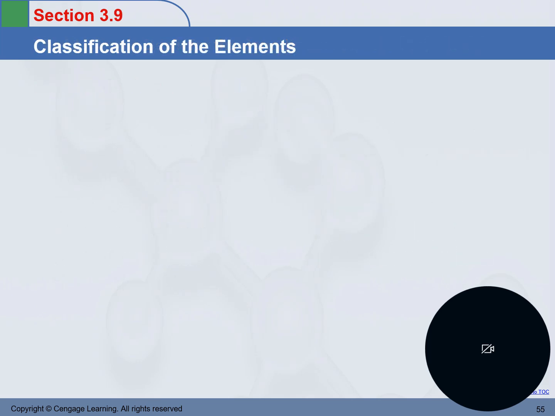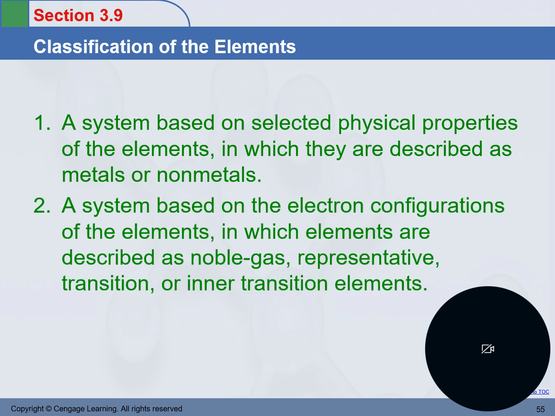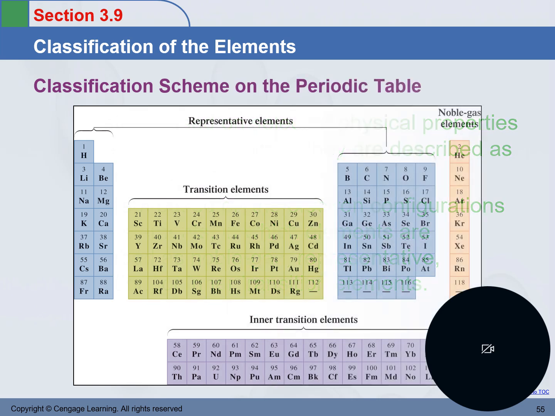Elements can be classified in several ways. The two most common classification schemes are listed here. The first one is based on their physical properties, in which you could describe them as metals or nonmetals. The second system is based on their electron configurations, in which elements are classified as noble gases, representative, transition, or intertransition elements. Here's just a picture showing us the second classification scheme.